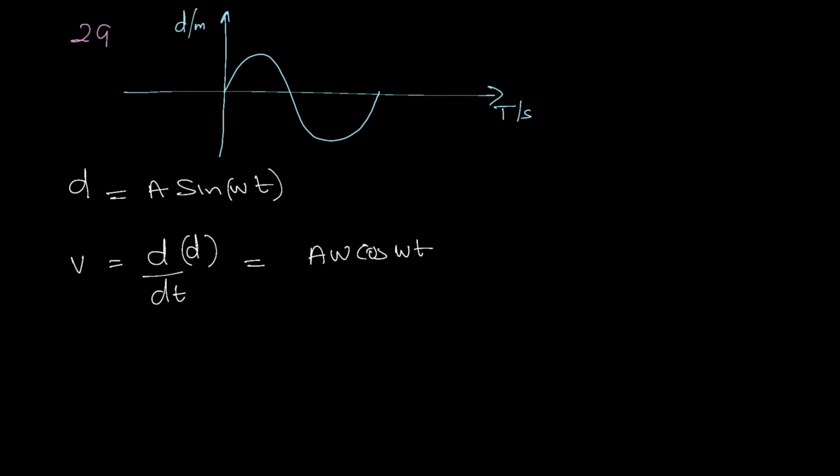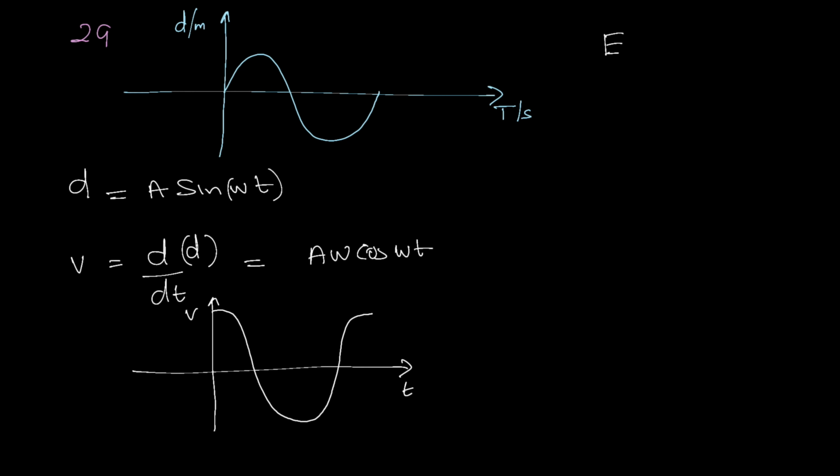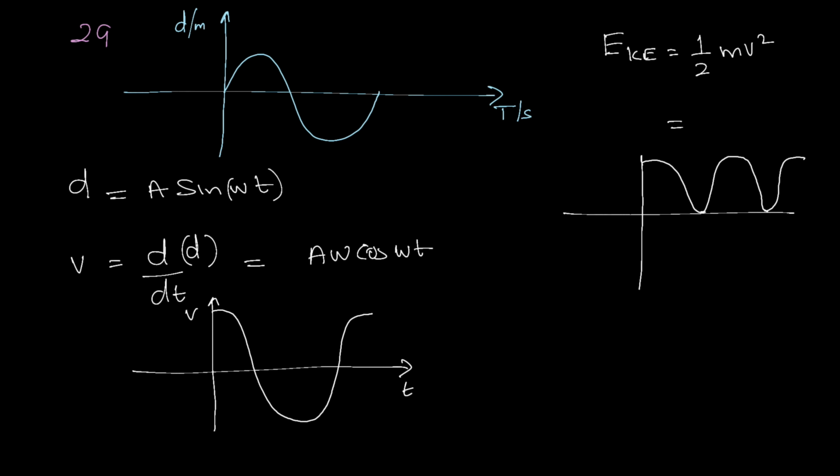And if you sketch the velocity graph, it will start from here, go back there, to there, because it's a cosine graph, and this is time t. But for kinetic energy, KE is a half mv squared, and so if we get that graph, the graph would be all positive, and that's what the kinetic energy will be. This is a half mv squared with respect to time t, and the answer for this one from the graph is D.